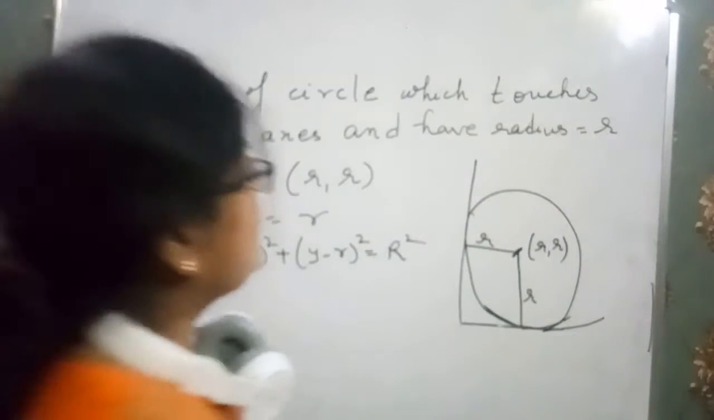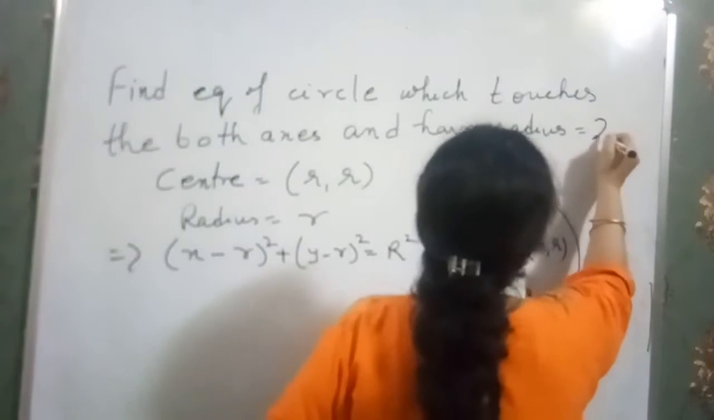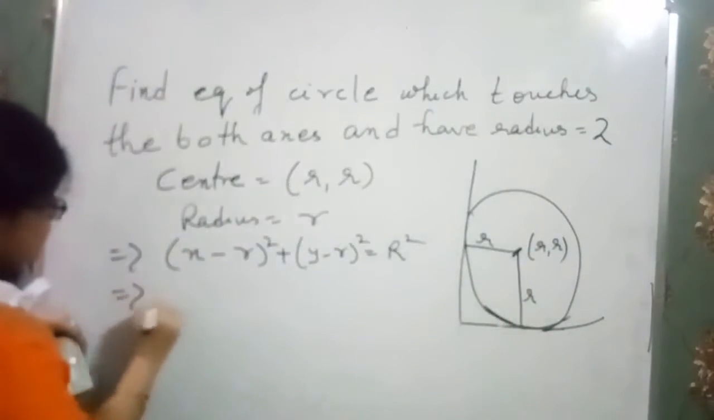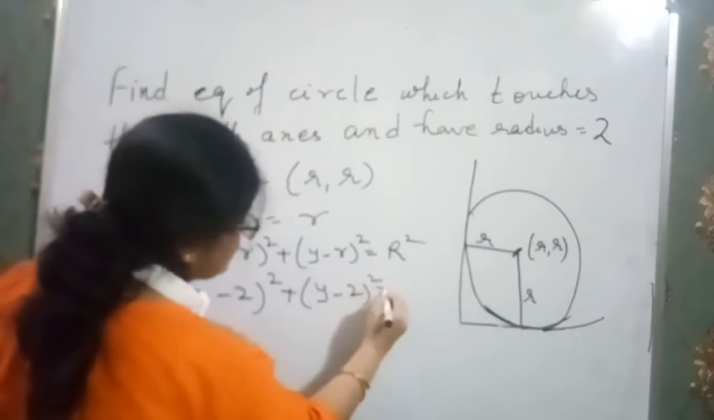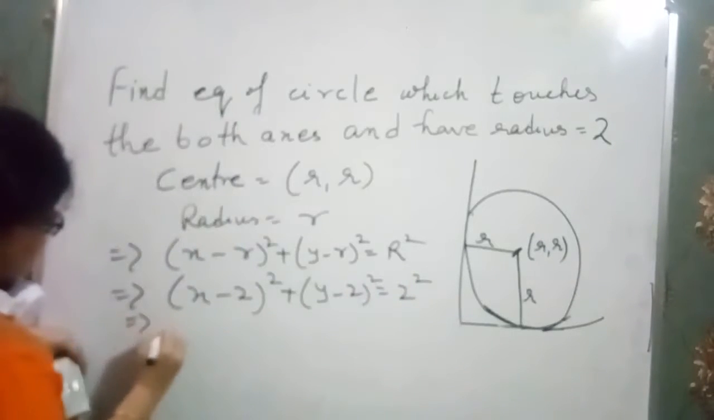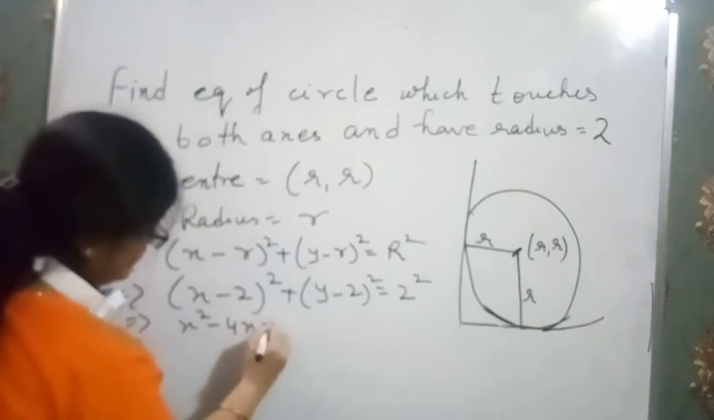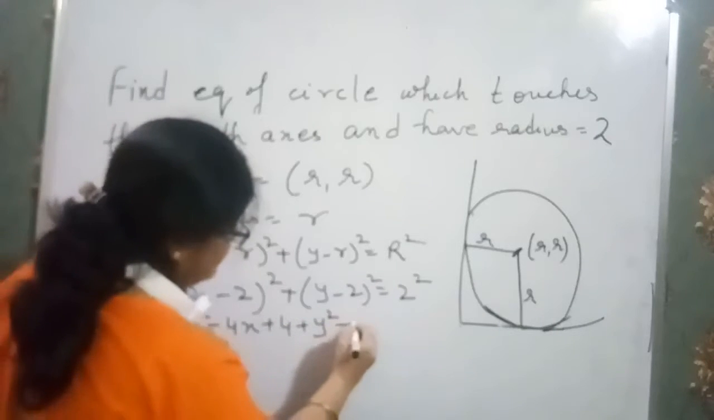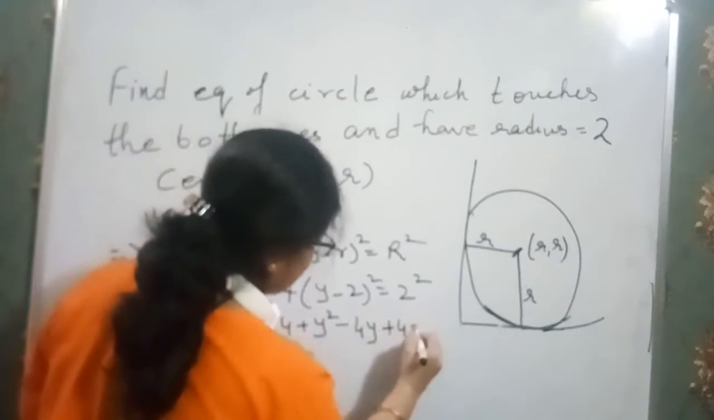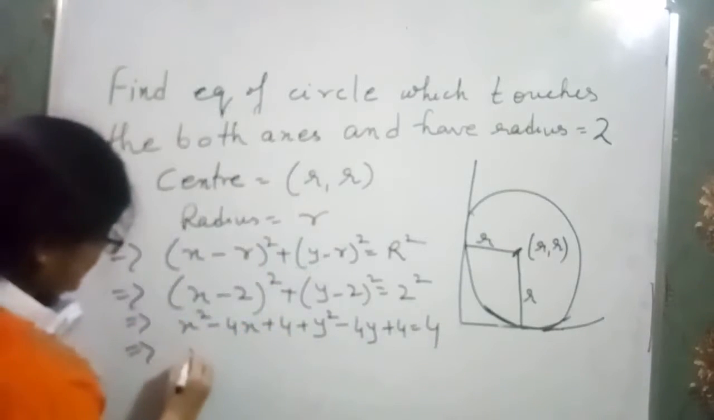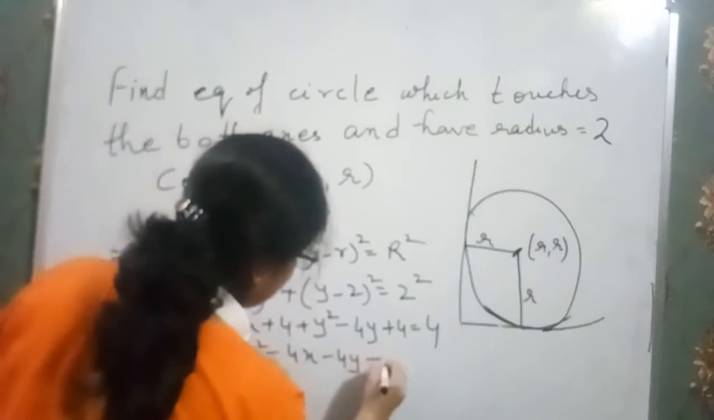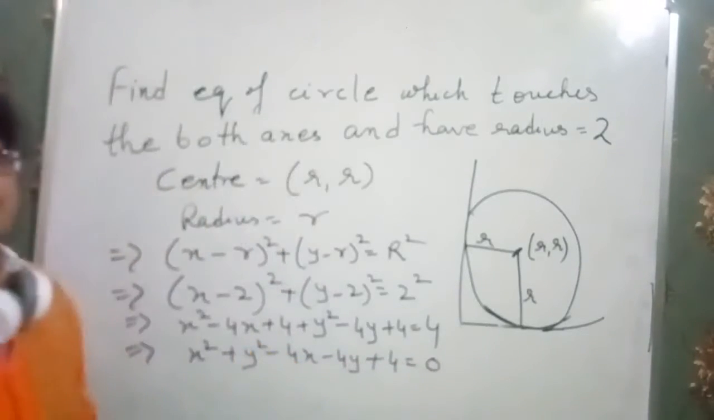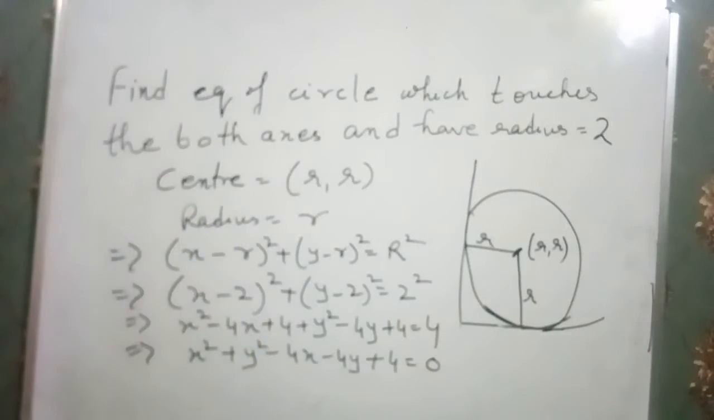So for example, we have radius equal to 2. Then the equation of the circle is (x − 2)² + (y − 2)² = 2². So we have x² − 4x + 4 + y² − 4y + 4 = 4. We are left with x² + y² − 4x − 4y + 4 = 0. In this way we got the equation. Just note it down, then I will take another question.